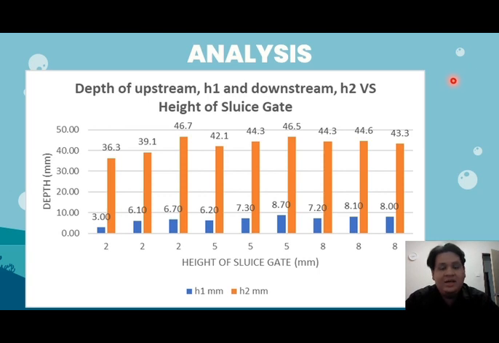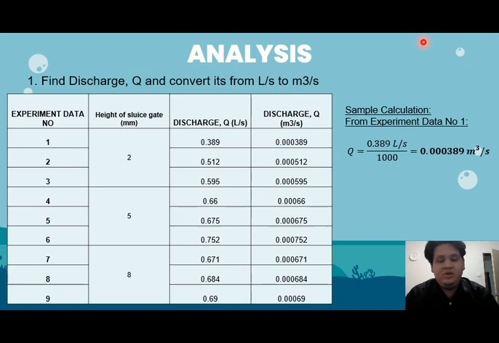Next, this slide shows us the relationship between the height of sluice gate and also the depth of water at the upstream, which is indicated by the blue one, and also the downstream H2, indicated by the orange one. We can see the trend that the depth of water at the downstream is higher compared to the upstream H1. In this experiment, we need to find the velocity at upstream and downstream, specific energy, energy dissipated, power loss, and also Froude number.